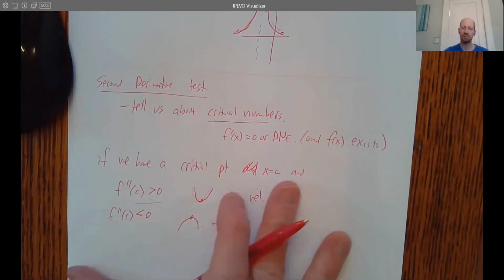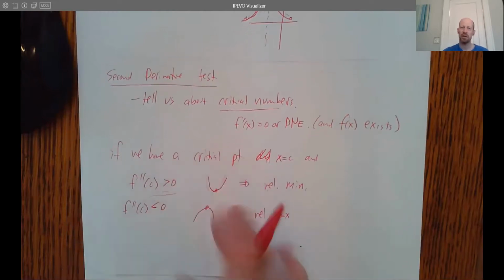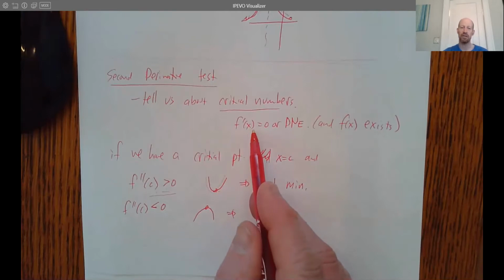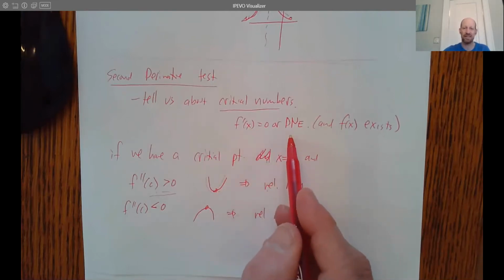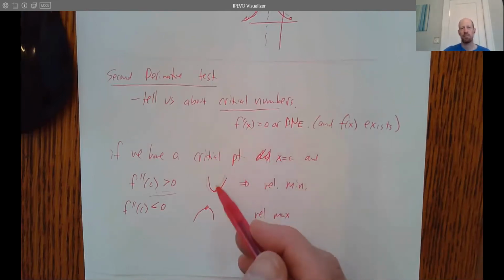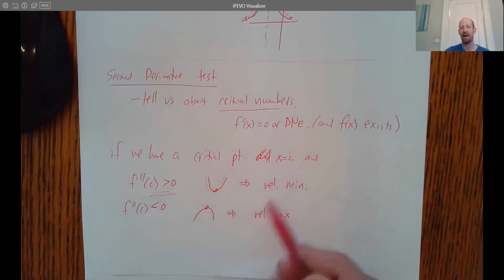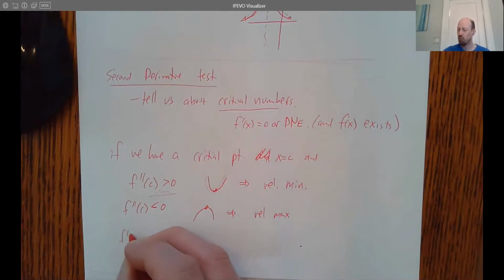So this is actually really nice because if I check the critical point in the first derivative, it's going to give me 0 or it does not exist. It's not going to tell me anything. But if I check the critical point in the second derivative, it could tell me the answer right away, whether it's a minimum or a maximum. So in a lot of ways, it's actually a very nice test.